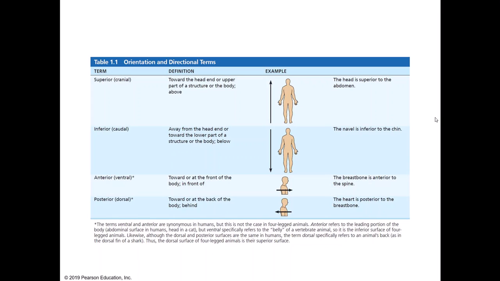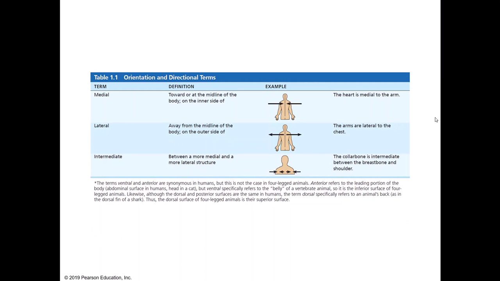Anterior or ventral is the front of the body. Posterior or dorsal is kind of behind, like the back of the body. So the breastbone is anterior to the spine. The heart is posterior to the breastbone. Make sense? Then along a horizontal direction, we have the terms medial, lateral, and intermediate. Medial is towards the midline of the body. Lateral is away from the midline of the body. So the heart would be medial to the arm. The arms would then be lateral to the chest or the trunk.